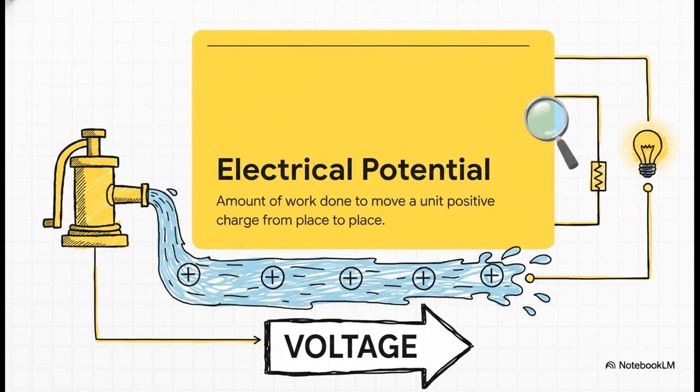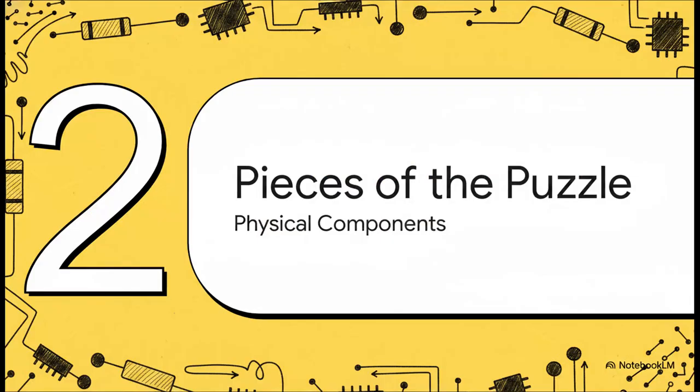But water doesn't just magically flow on its own, does it? It needs pressure. It needs a pump. In an electrical circuit, that pump is electrical potential, or as we much more commonly call it, voltage. Voltage is the amount of work to be done to physically move a unit of positive charge from one place to another. Measured in volts, you can think of it as the pressure that actively pushes our current right through the system.